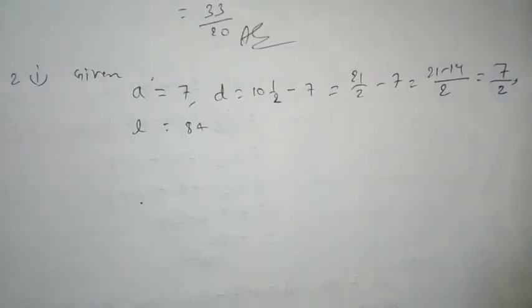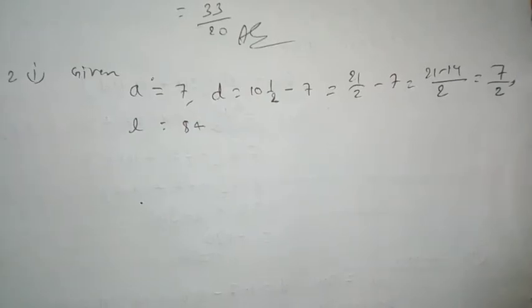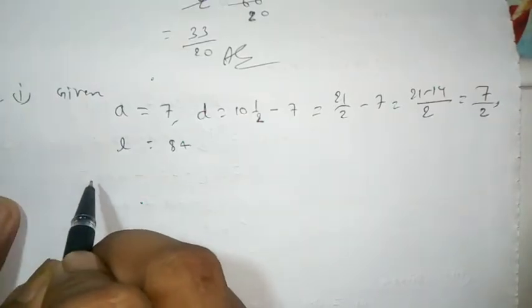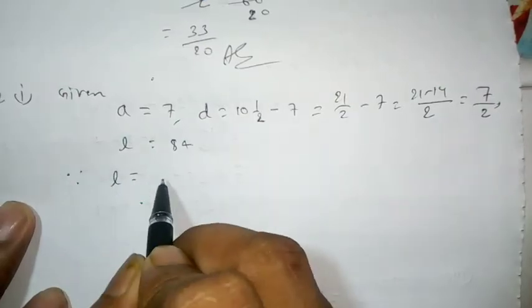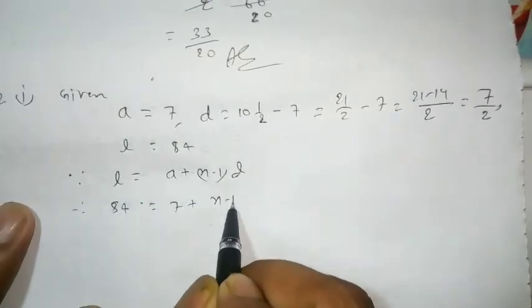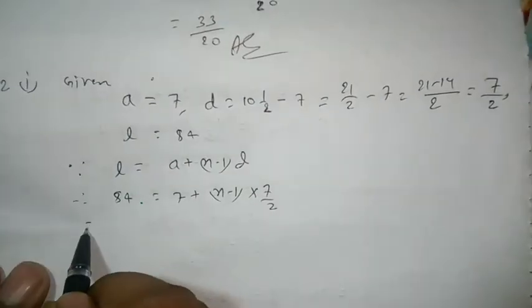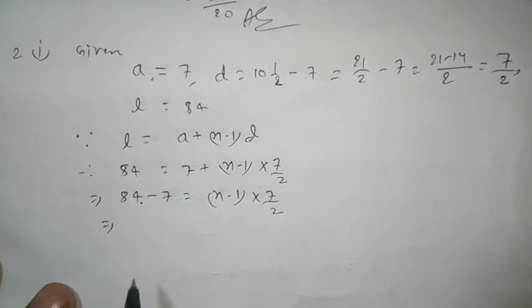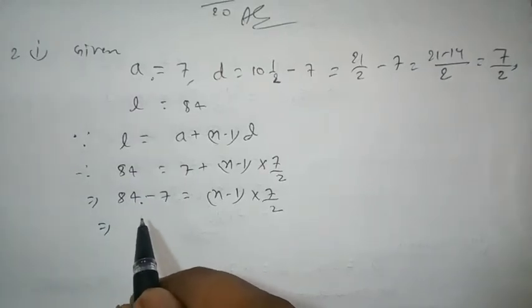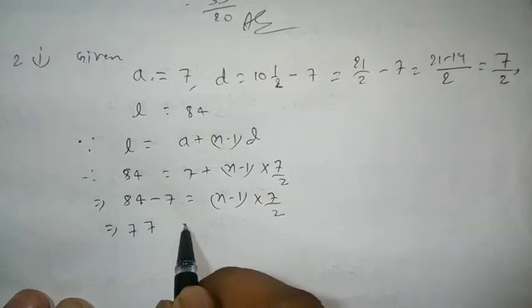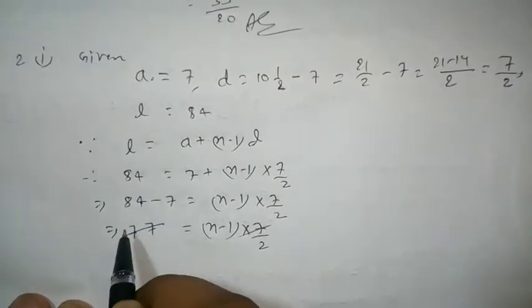So first we have to find n. Because l is equal to a plus n minus 1 into d, therefore 84 is equal to 7 plus n minus 1 into 7 by 2, implies 84 minus 7 is equal to n minus 1 into 7 by 2, implies 77 is equal to n minus 1 into 7 by 2. 7 elevens are 77.